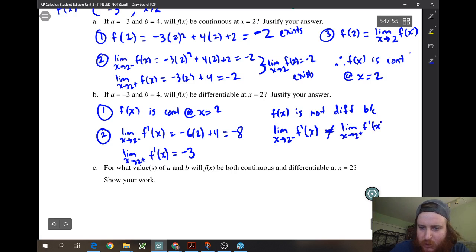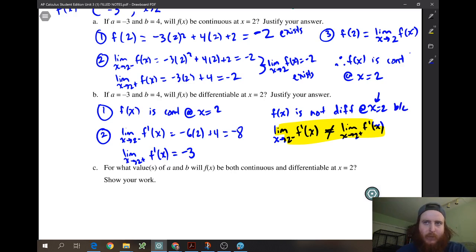You could have also, basically you need this written somewhere. You could have written this and then said therefore it's not differentiable. Oh, we also need the at. So make sure you have that at x equals 2. We always need that at x equals 2 because. So that's really important too, the where. So the what and the where and then the why. Those are kind of our 3 things, the what, the where, and the why.